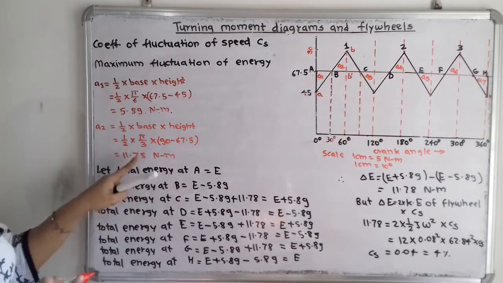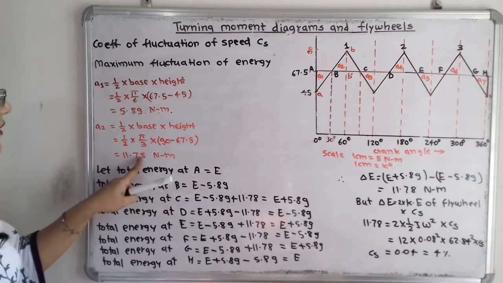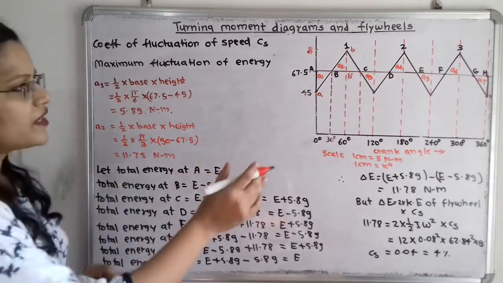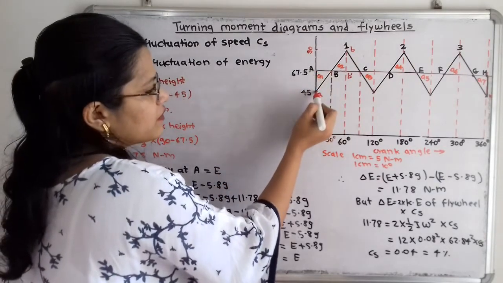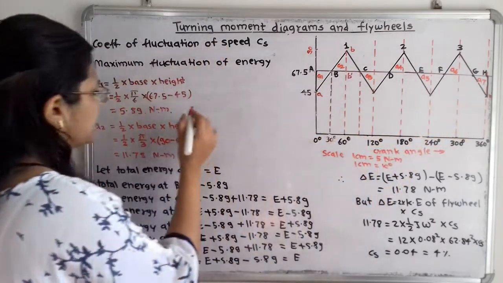So what is the answer here? That is 11.78 Newton meter. Now if we observe the diagram, here is the area A1 which is equal to area A7.